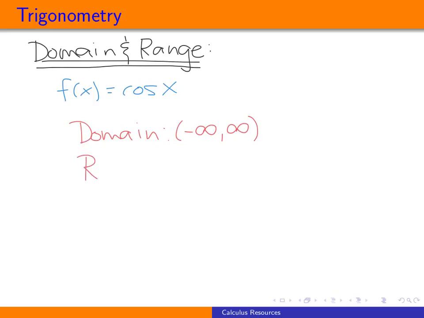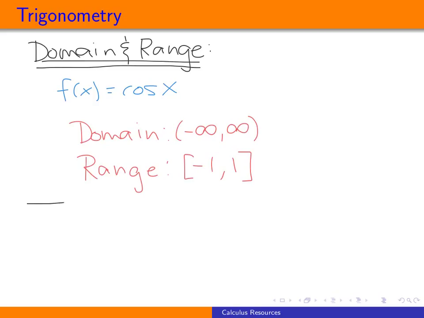For the range, again, this instead of being opposite over hypotenuse, this is adjacent over hypotenuse, and we also obtain that the range of cosine x is negative 1 to 1. Or again, you can think about it if you already know what the graph of f of x equals cosine x is.